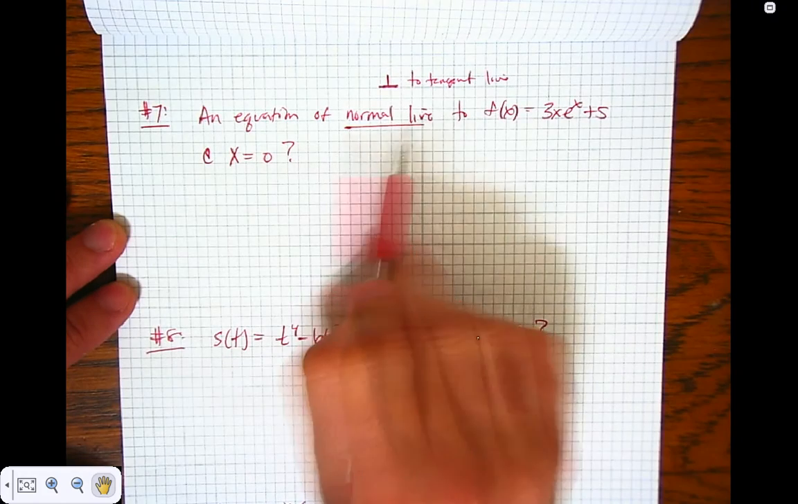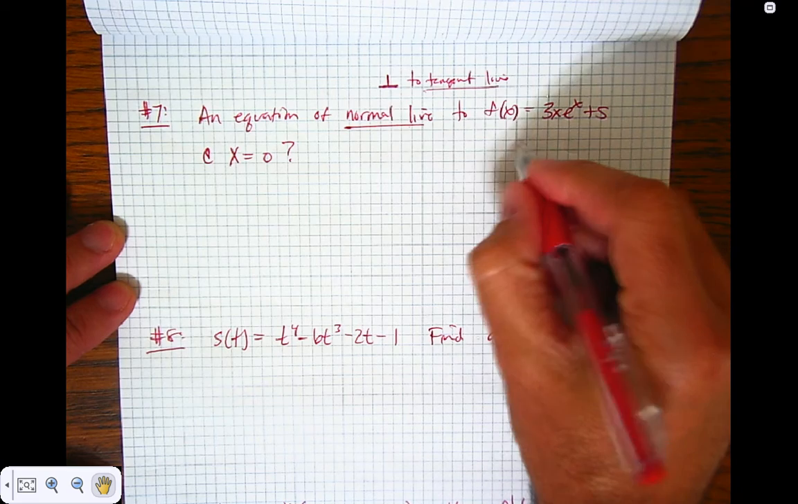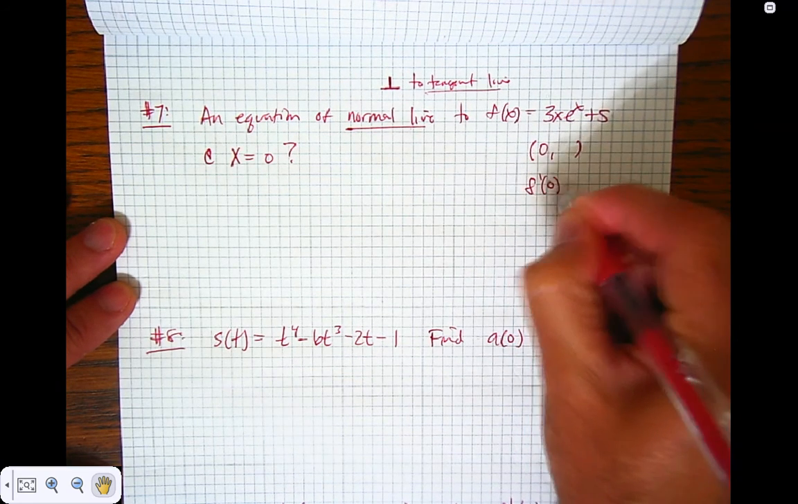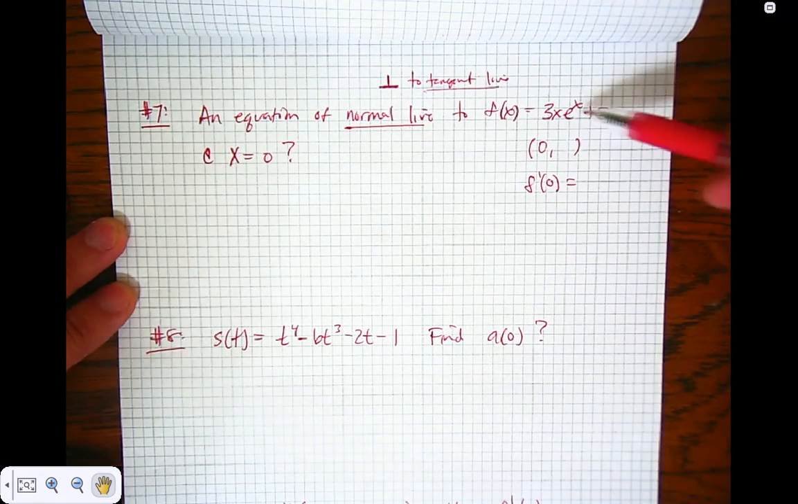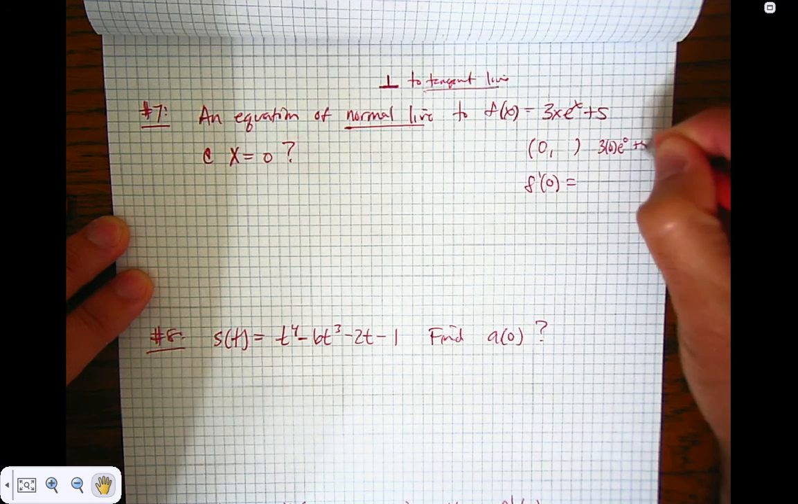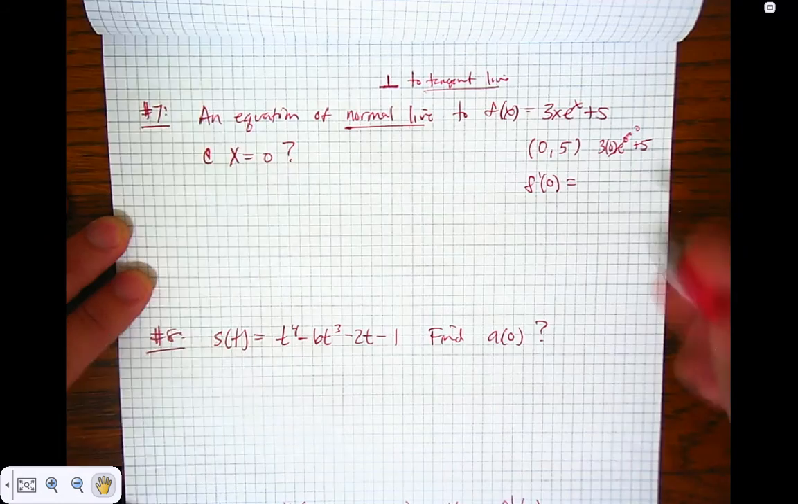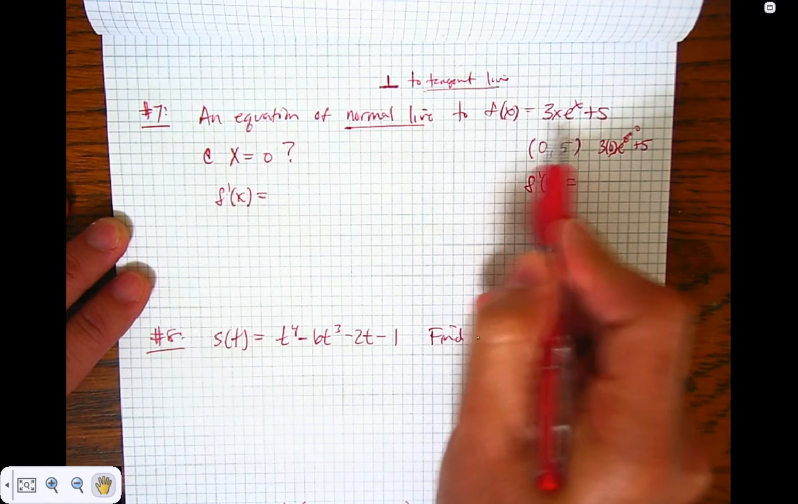So if it ever says find the normal line, you need to first find the tangent line. Okay, so to find the tangent line, you need a point, 0, something, and you need f prime at that value. Okay, well, right here, if I plug in 0, I get 3 times 0 times e to the 0 plus 5. 0 times anything is 0, so I get 0, 5. I need to find f prime, which is a simple product rule here.